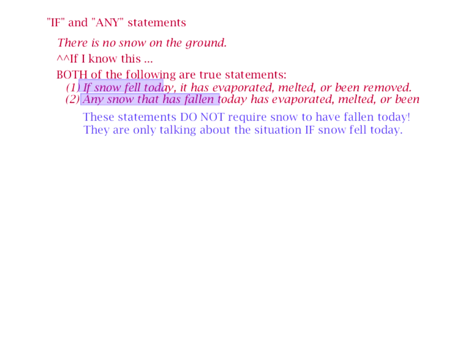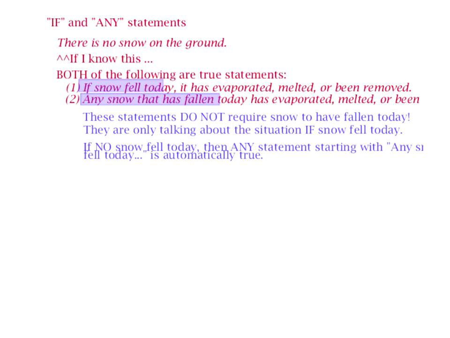So just make sure you know this, even if they are absolutely absurd statements. If no snow fell today, then absolutely any statement in the world starting with any snow that fell today is automatically true. So, for example, if I tell you that any snow that fell today was eaten up by pink unicorns from the sky, if it did not snow today, that is a true statement. Because if nothing was there, I can make up whatever I want to about it, and it's true.